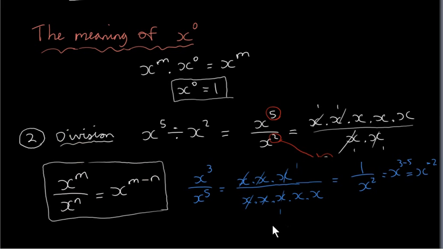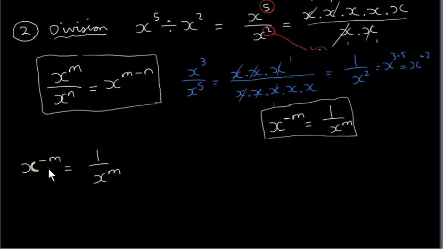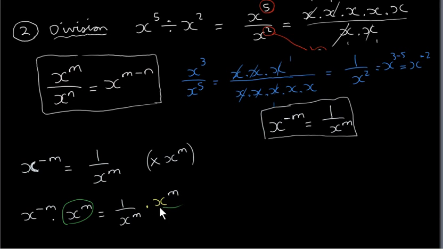So in general then, we can say that x to the power of minus m is 1 over x to the power of plus m. So this is a very important rule. We can also see that this rule ties in with what we did earlier. Suppose I multiply both sides of this equation by x to the power of m. So I get x to the power of minus m multiplied by x to the power of m equals this thing here, 1 over x to the power of m multiplied by x to the power of m. So all I've done is multiply both sides by x to the power of m.